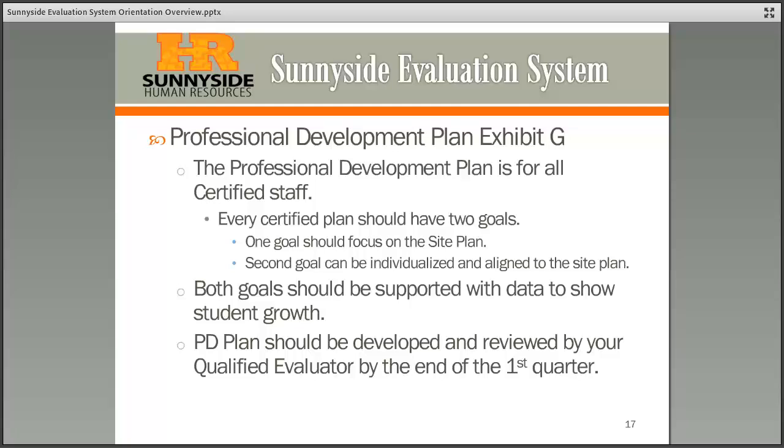Professional Development Plan, which is Exhibit G. As I shared, the Professional Development Plan is for all certified staff. Every certified professional development plan has 2 goals. One goal should be focused on your site plan. The second goal can be individualized and aligned to the site plan as well. Both goals should be supported with data to show the student's growth. The PD plan should be developed and reviewed by your qualified evaluator by the end of the first quarter.